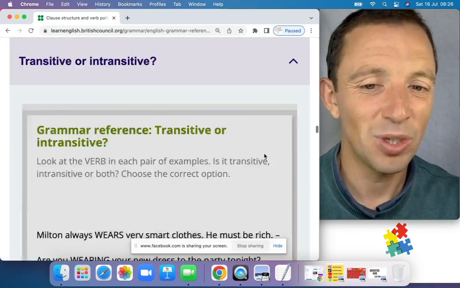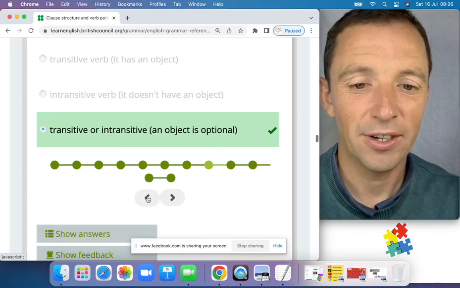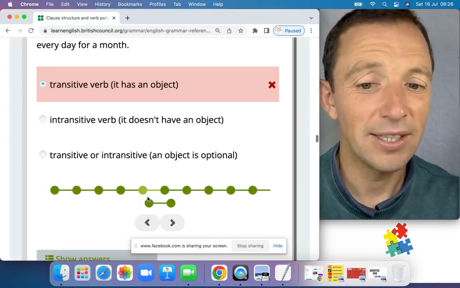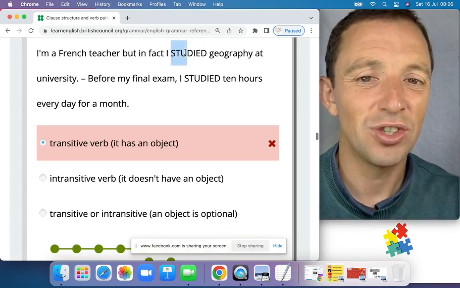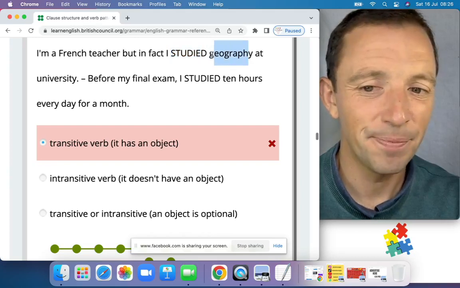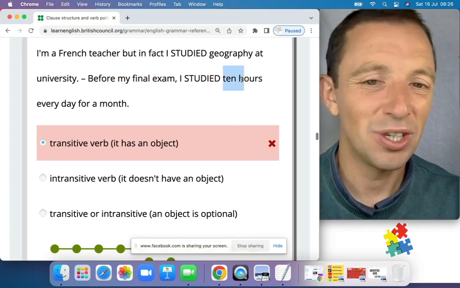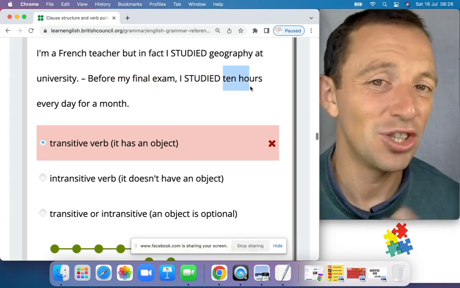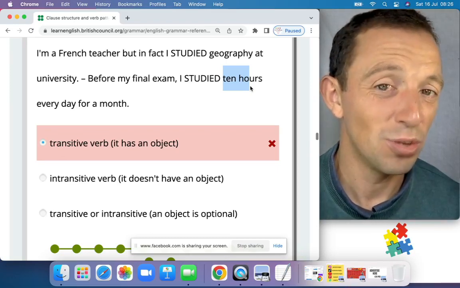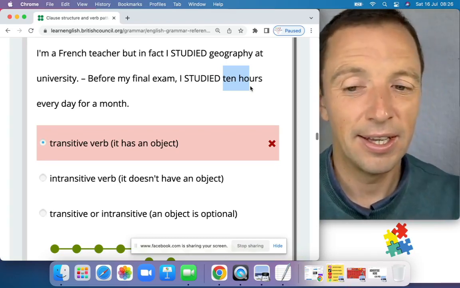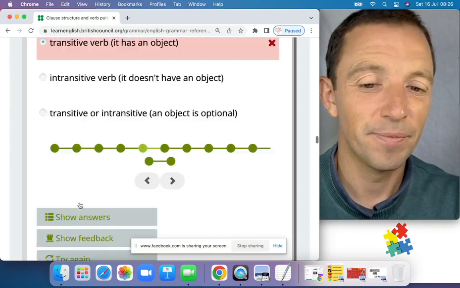3 mistakes. So what are the mistakes? This is correct, correct, correct, correct, correct. Okay, so the mistake is here. I am a French teacher, but in fact I studied geography. That's the object, clearly. Before my final exam, I studied 10 hours. So yes, sorry, that is no object. It's just the time, and that was the confusion I had. So technically it's just the subject and the verb with no object. And I think that would be both optional.